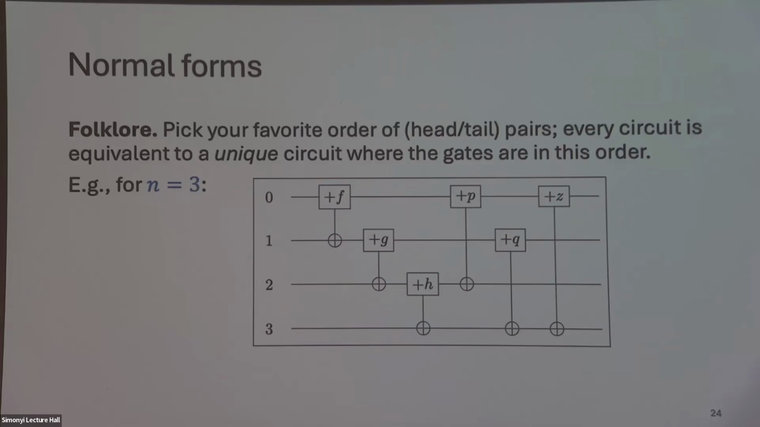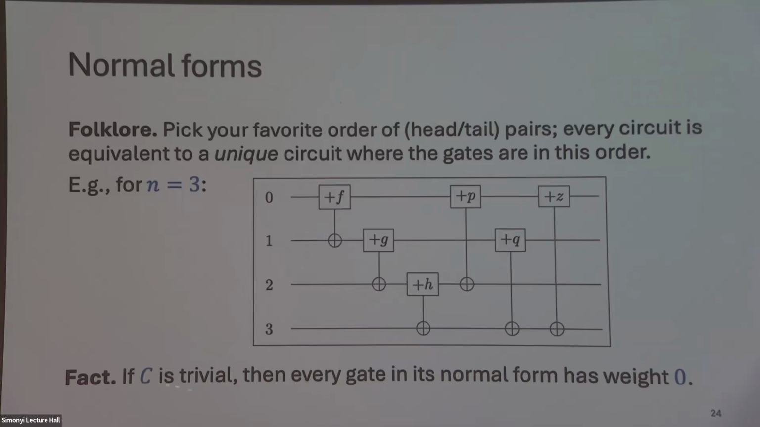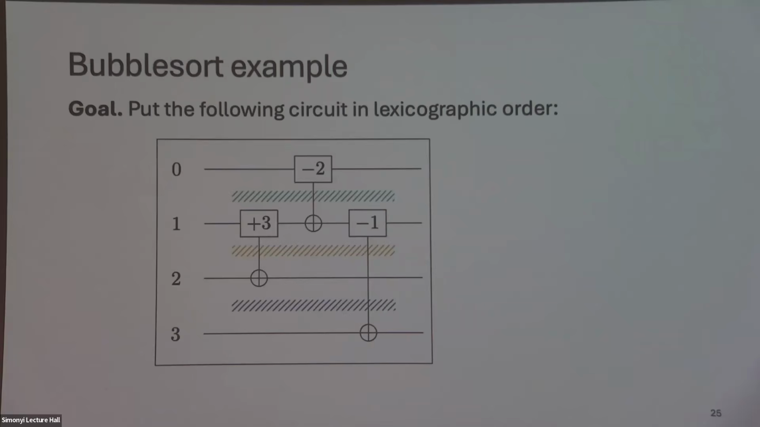Okay, so a fact: if C is trivial, meaning I multiply all the elementary matrices together and get the identity matrix, then if I put the circuit in a normal form where I arrange the gates in some fixed order, all of the coefficients on all the different gates have to be 0. This is just by uniqueness. In particular, when all these weights are 0, it is equivalent to the identity matrix and it's unique. So when you want to certify triviality of an arbitrary circuit, you put it in order, because once it's in order, everything has to be zeros and you just have the empty circuit.